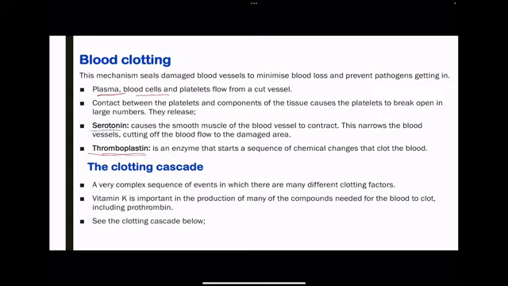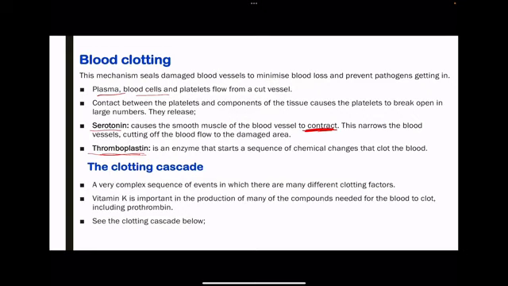Serotonin is going to cause the smooth muscles within the blood vessels to contract. This is very important. When this contraction occurs, blood vessels are going to be narrowed, cutting off the blood supply or blood flow towards that area. And then when thromboplastin is released from the platelets, this is an enzyme that is going to catalyze the conversion of prothrombin into thrombin, and this is going to lead to the cascade of reactions that occur resulting in blood clotting.